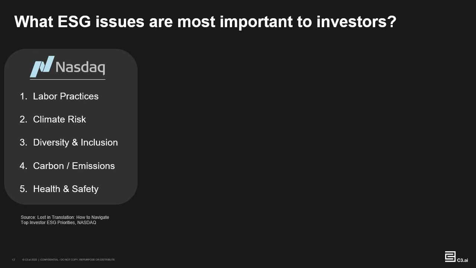So this was a survey that was done by NASDAQ. They went out to a wide range of asset owners, asset managers, and they said, what are your top ESG issues for companies? And in this case, the survey came back. And the top thing was labor practices, followed by climate risk, then diversity and inclusion, then carbon emissions, and then health and safety. Okay, these seem like important issues for many companies.